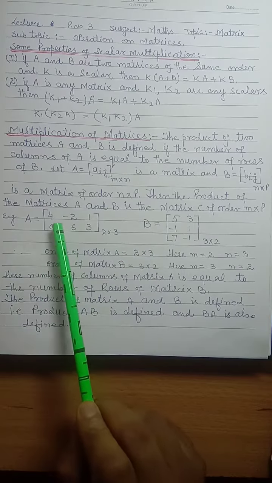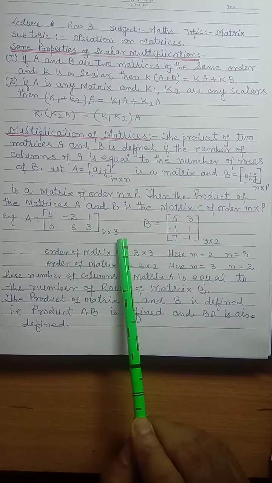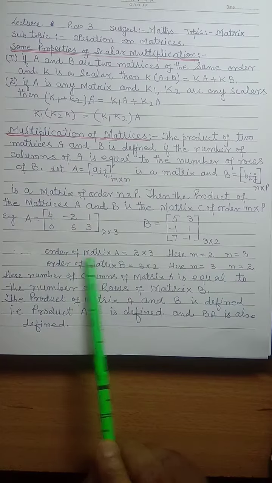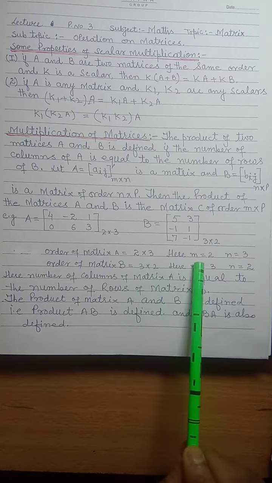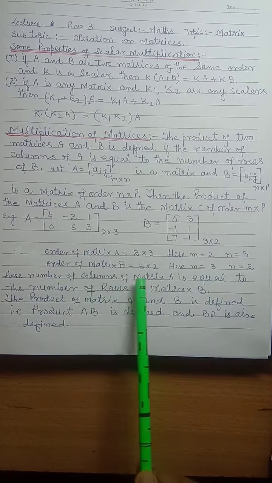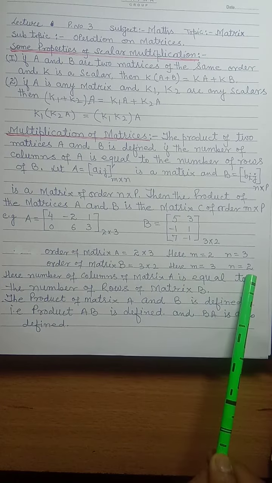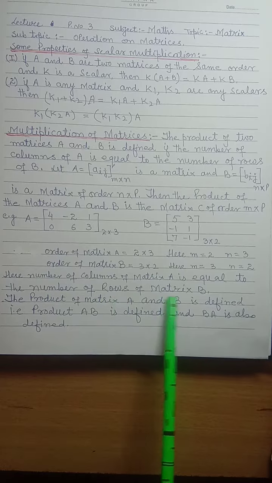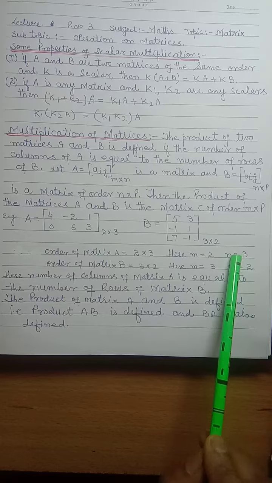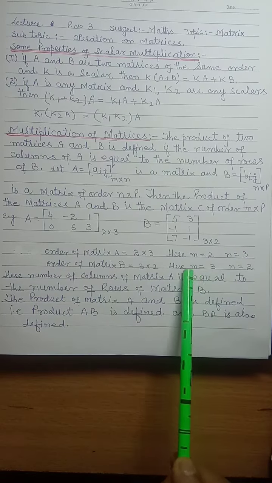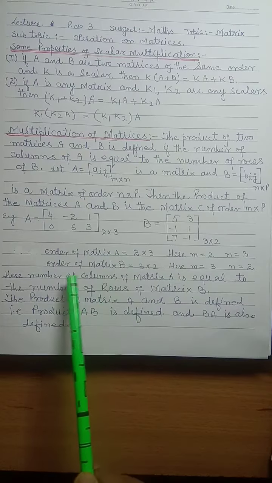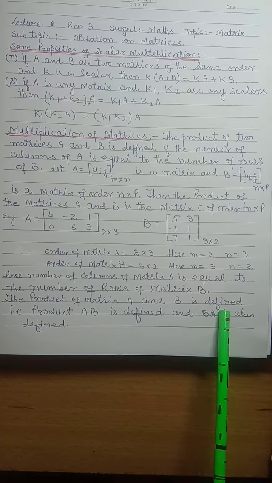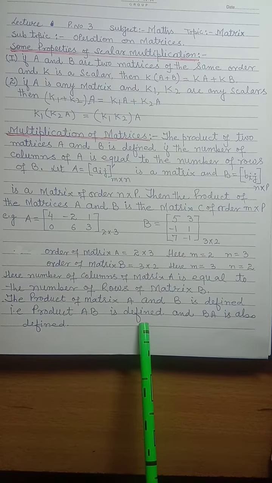For example, A equal to 4, minus 2, 1, 0, 6, 3, 2 cross 3 matrix and B is equal to 5, 3, minus 1, 1, 7, minus 1, 3 cross 2. Order of matrix A equal to 2 cross 3, here M equal to 2 and N equal to 3, and order of matrix B is equal to 3 cross 2. The number of columns of matrix A is equal to the number of rows of matrix B. The product of matrix A and B is defined. That is, the product AB is defined.